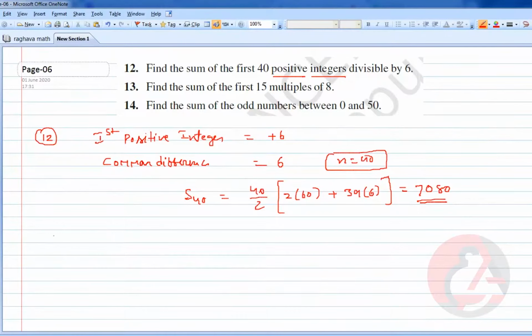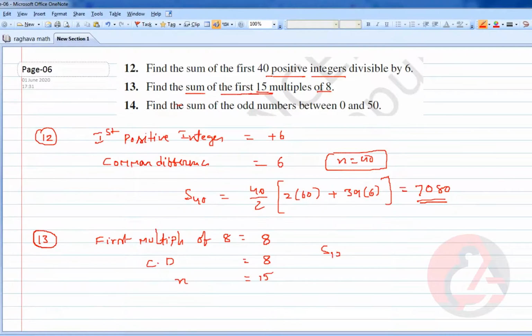If completed, go for the 13th question. Same kind but with different data. Here he is asking to find the sum of the first 15 multiples of 8. What is the first multiple of 8? 8, sir. Common difference? 8. N value is 15.